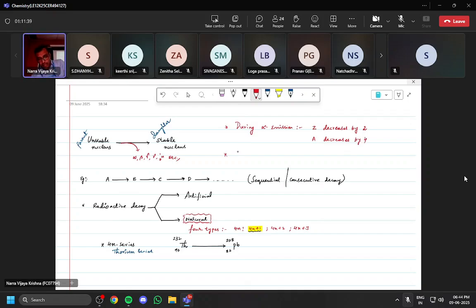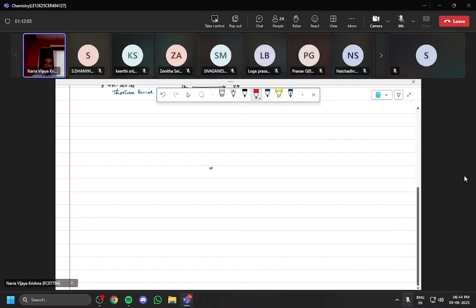In the same way, what happens during beta emission? Beta means e minus, with mass 0 and charge minus 1. If this particle is emitted, one neutron is converted to a proton. Neutron converts to proton plus beta particle. Now what happened to the atomic number? Increased by 1. Mass number, no change.